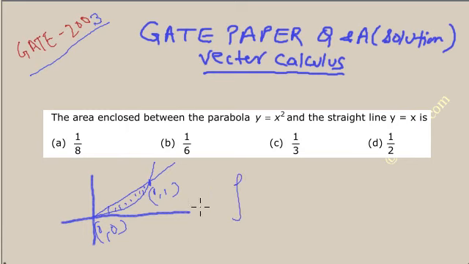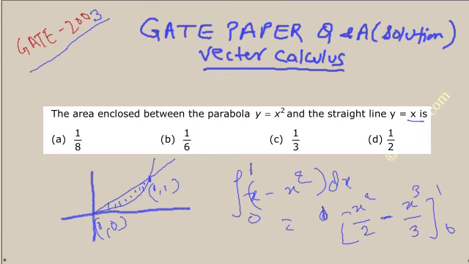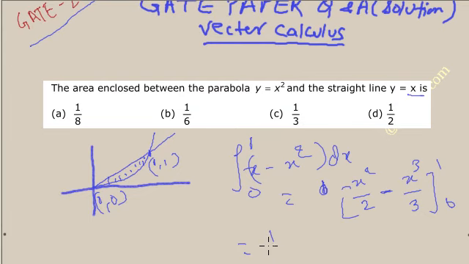So this is the integration of f x minus x square, 0 to 1 dx. So this is equal to the integration of x, which is x square by 2 minus x cube by 3, from 1 to 0. If you put 1 here, you will get 1 by 2 minus 1 by 3. This means 1 by 6. So the answer is this.